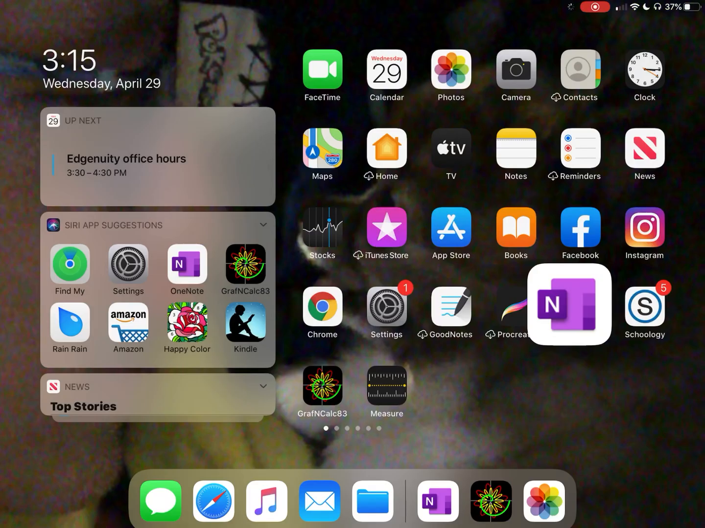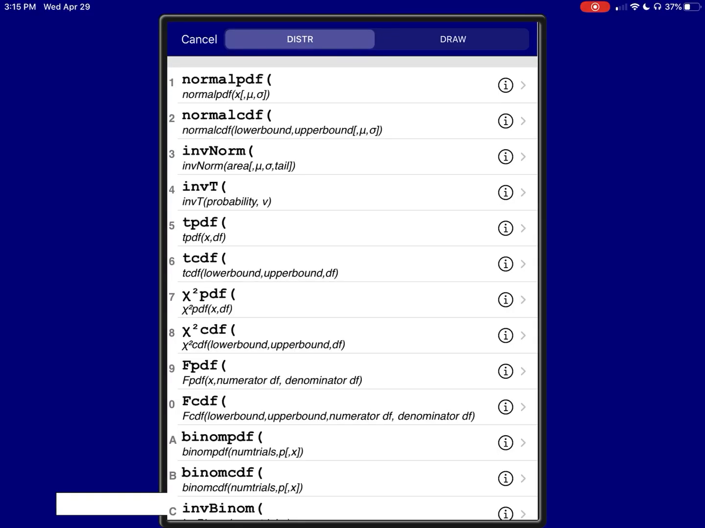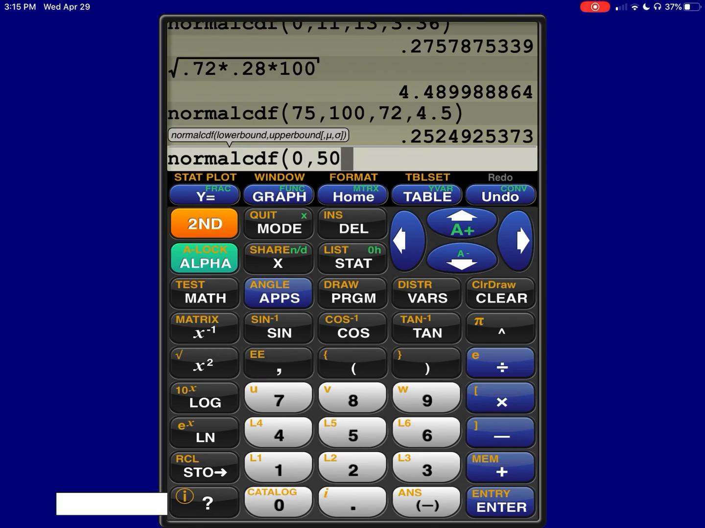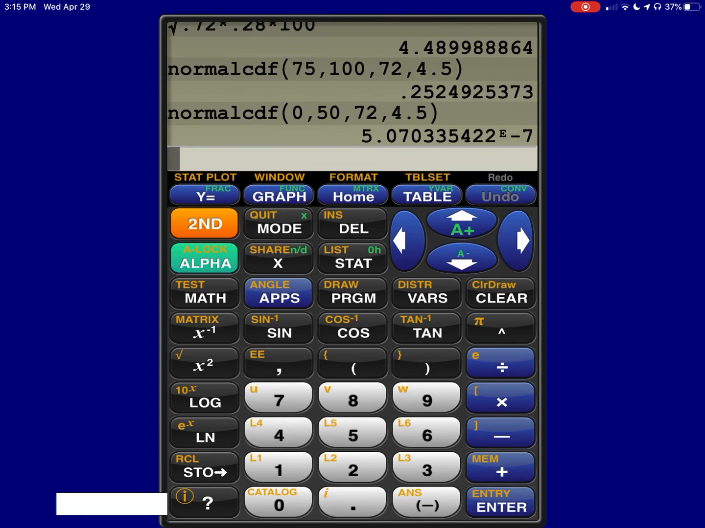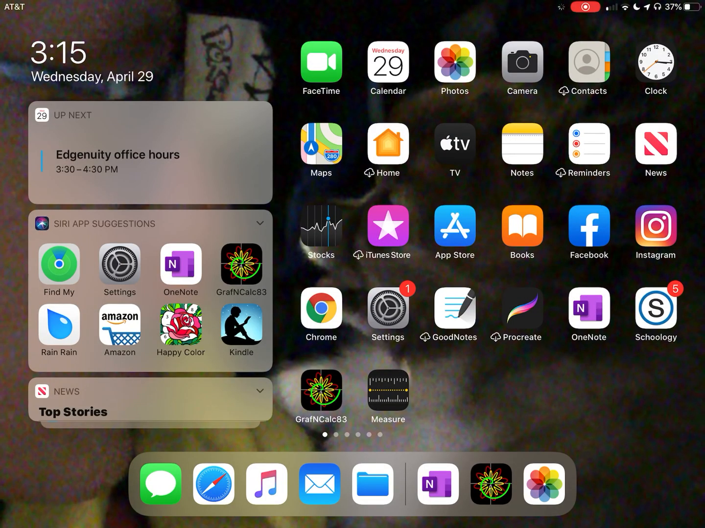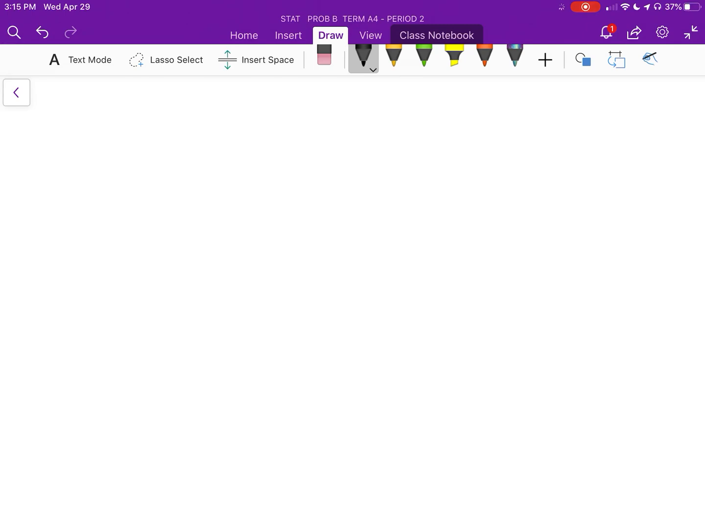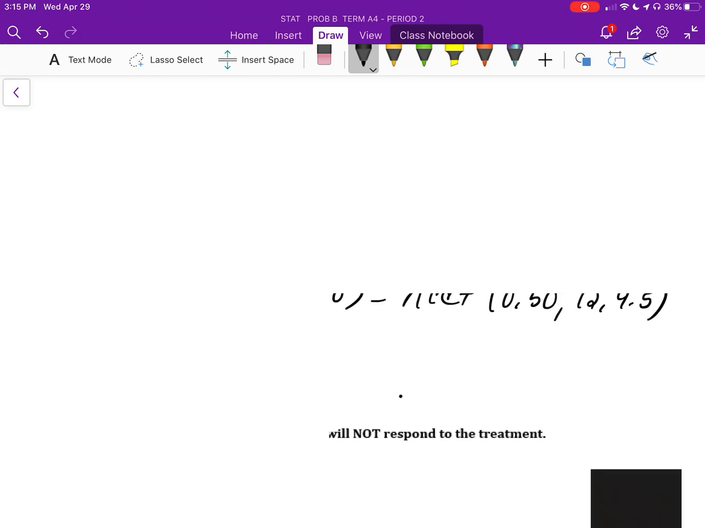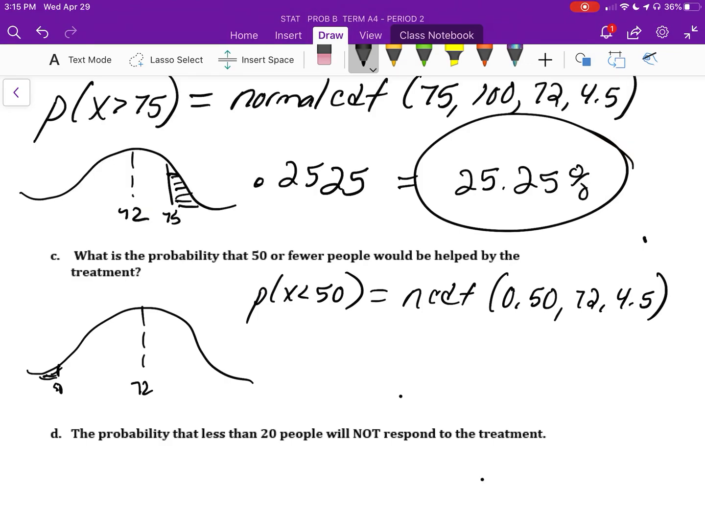So from 0 to 50, and 72, and 4.5. So that's 5 times 10 to the negative 7, so that is basically 0. 5 times 10 to the negative 7th is basically 0.0000005, which is basically 0% chance of that happening, right?